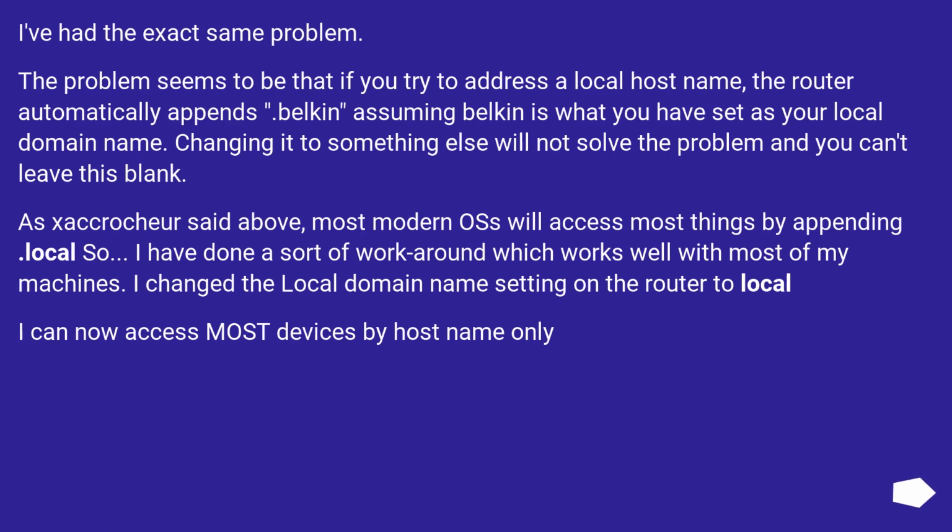I've had the exact same problem. The problem seems to be that if you try to address a local host name, the router automatically appends Belkin, assuming Belkin is what you have set as your local domain name. Changing it to something else will not solve the problem, and you can't leave this blank. As Zakrosher said above, most modern OS will access most things by appending .local.